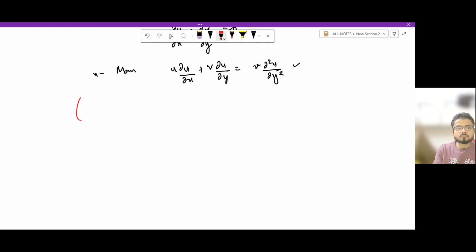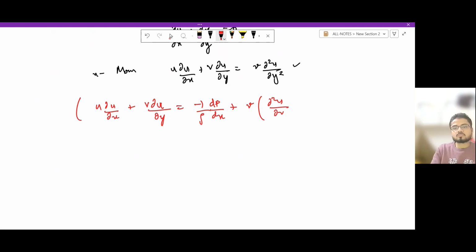Let's pick out red. The original Navier-Stokes equations in the x direction would be: u ∂u/∂x + v ∂u/∂y equals minus 1 by rho dp/dx plus nu times (∂²u/∂x² + ∂²u/∂y²). This is how the equation looks, right?